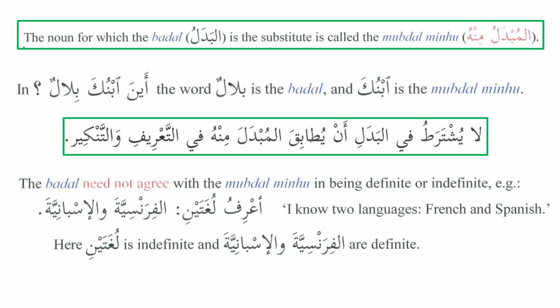Yes, sister. Okay, so the noun for which the badal is the substitute is called mubdal minhu, as I told you in the beginning of the lesson, that the last noun is called badal and the noun that comes before it is called al mubdal minhu, the one from which it is substituted. So when we say Aina ibnuka Bilalun, the word Bilalun is the badal and ibnuka is the mubdal minhu. Where is your son Bilal?